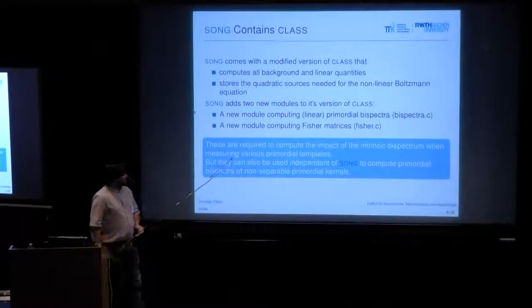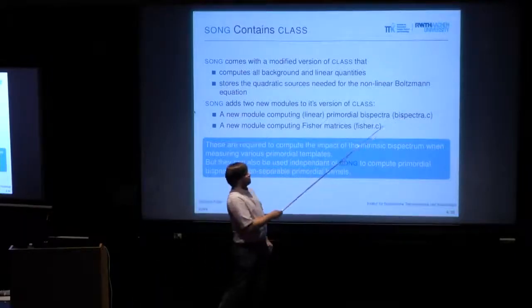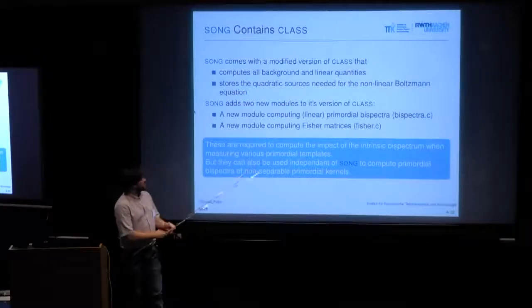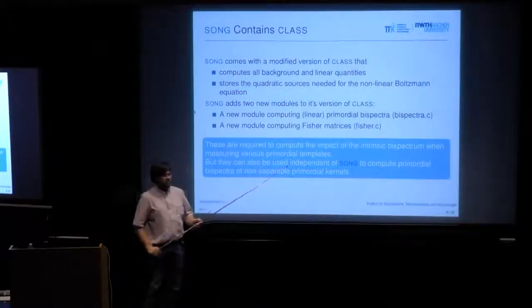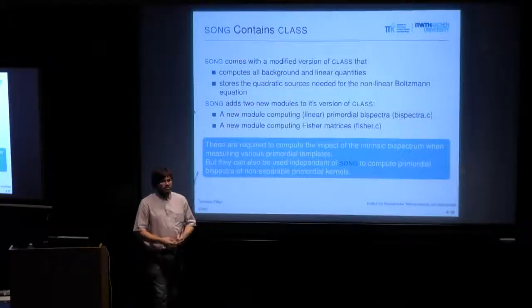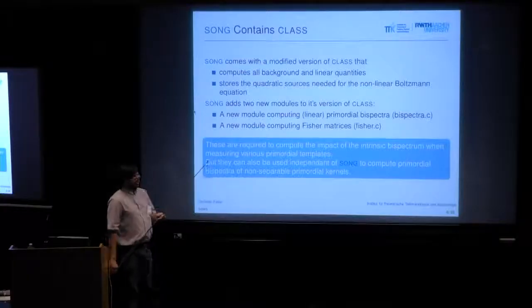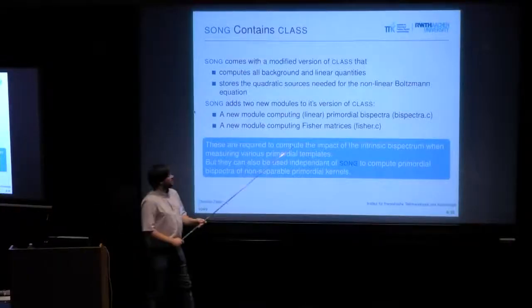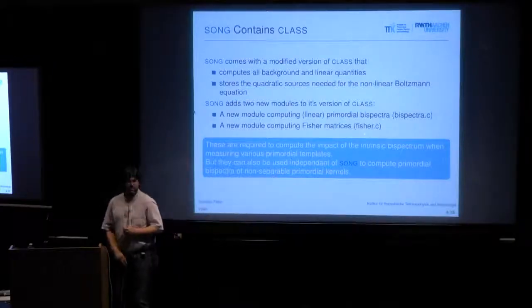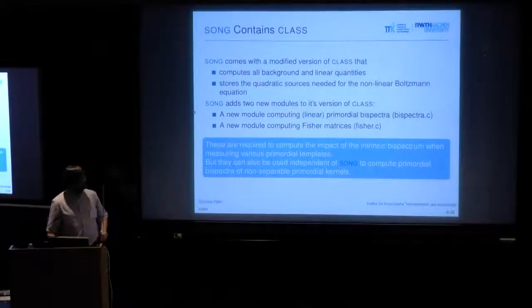What I want to stress here is that these modules that we added are needed to run the SONG code, but there may be some interest in using them even if you are not interested in doing second-order perturbation theory. So if you have some primordial kernel from some theory of inflation and you just want to see what kind of bispectrum you generate, you can just use the CLASS version that is contained in SONG and use the bispectra.c module to compute the bispectrum that results from such a kernel.